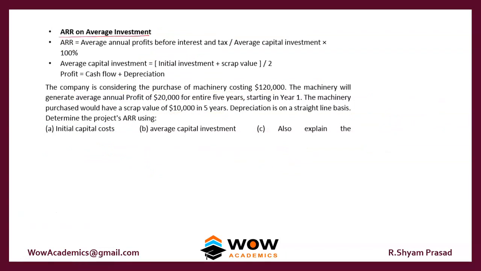ARR on average investment. So what is an average investment? The numerator remains the same, but the denominator changes. The denominator works like this: average capital investment, into 100. What is average capital investment? Average capital investment equals the initial investment plus the scrap value, divided by 2.